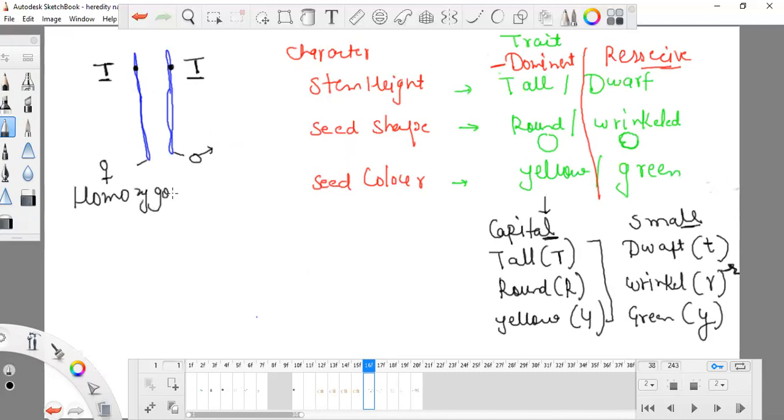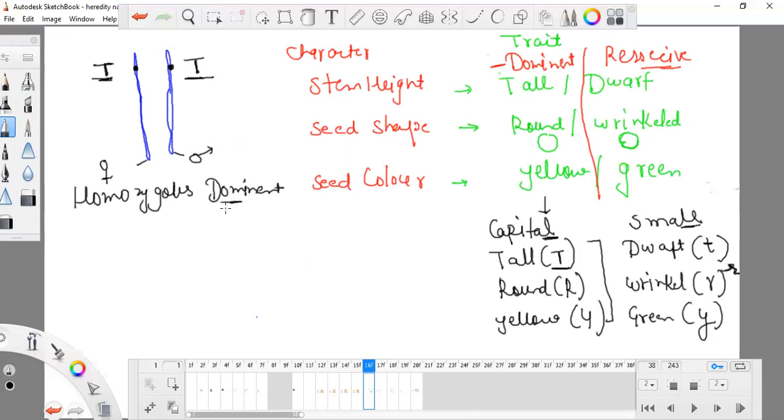Homozygous, and it is dominant. Why so? Because you know that on both sides the dominant allele is present, that is capital T, and as it is the same on both sides, it is known as homozygous dominant.